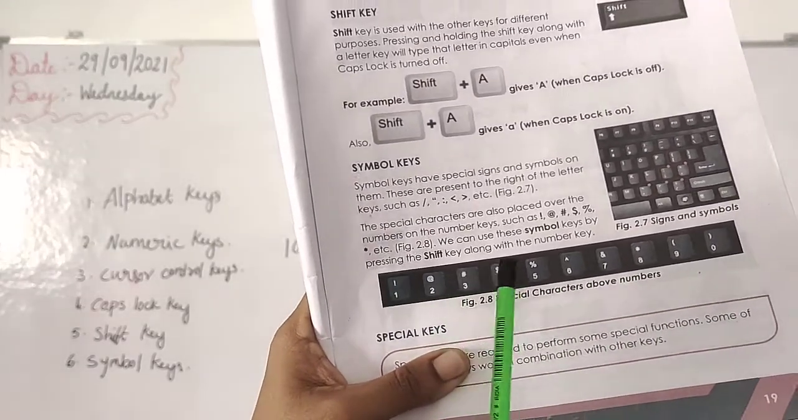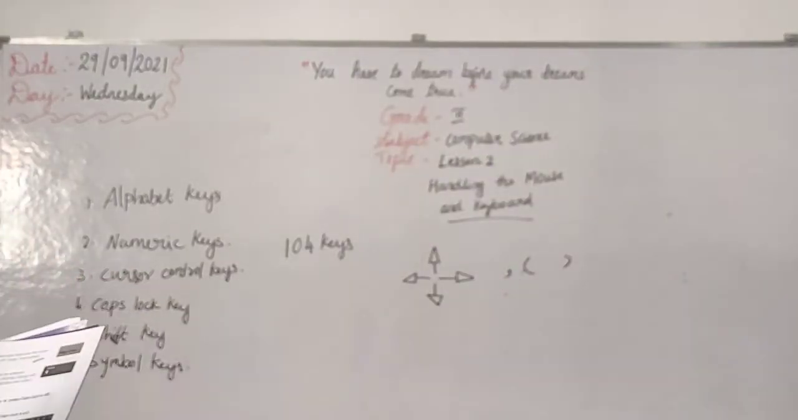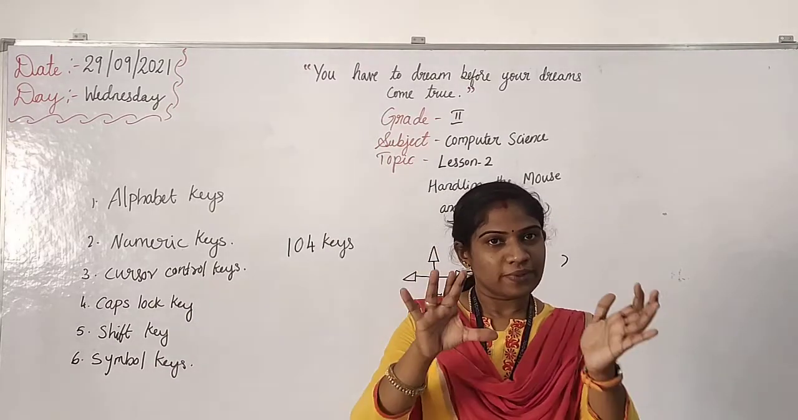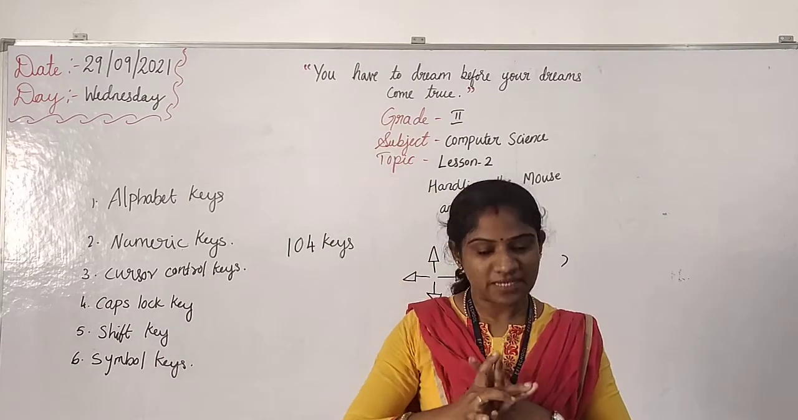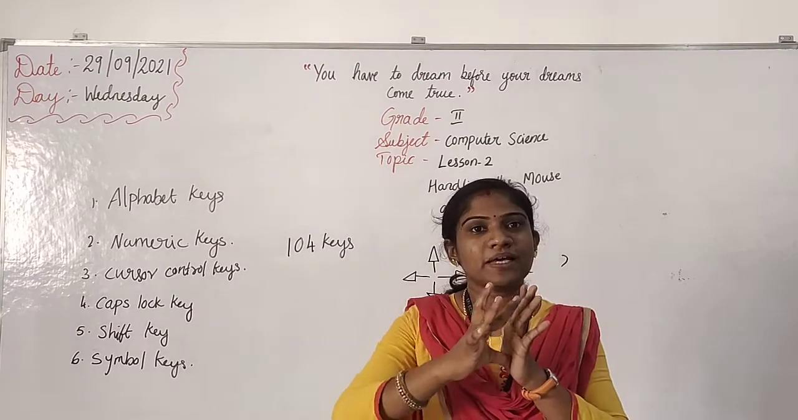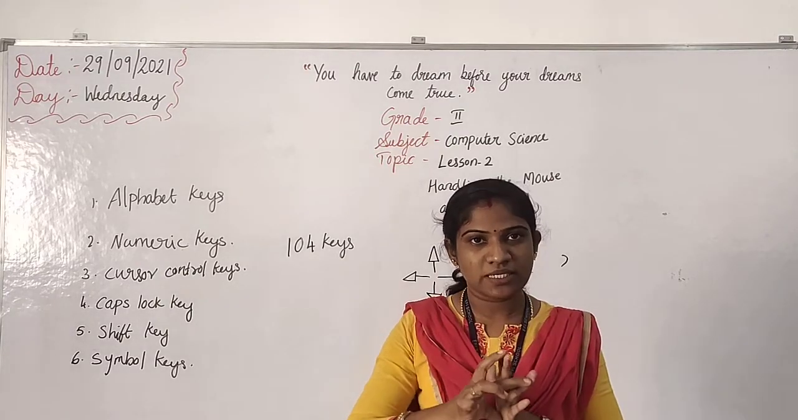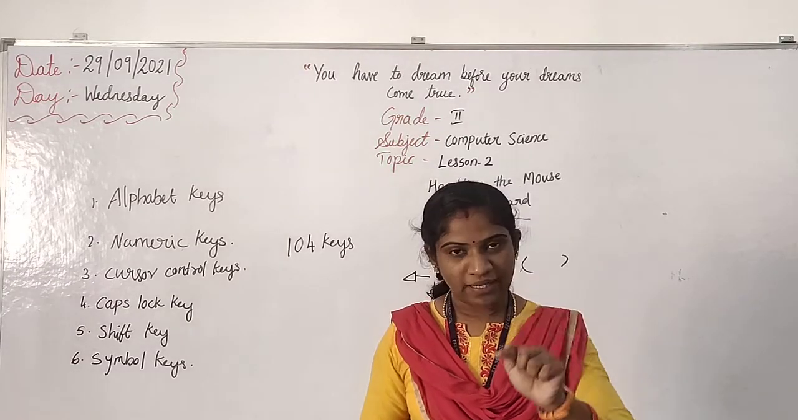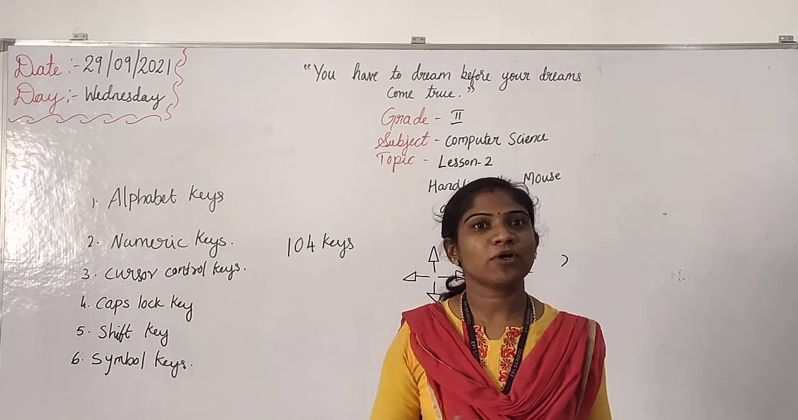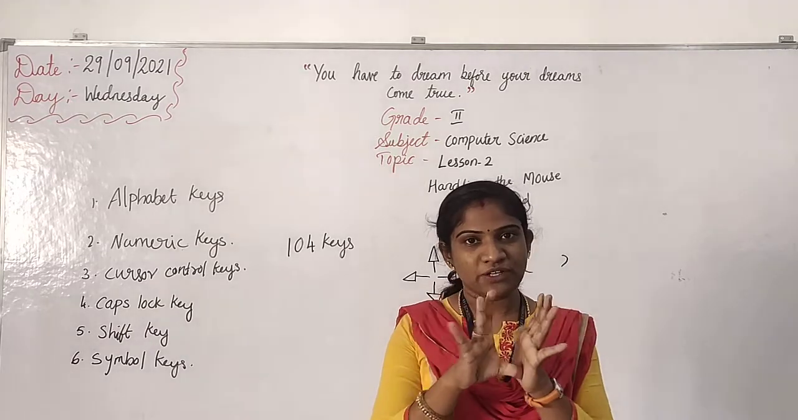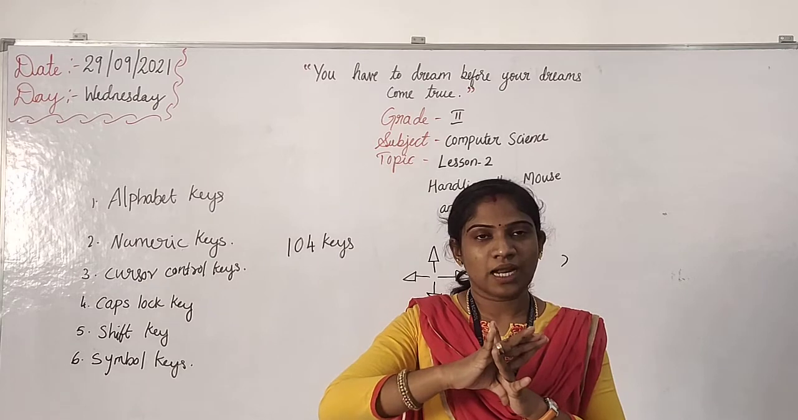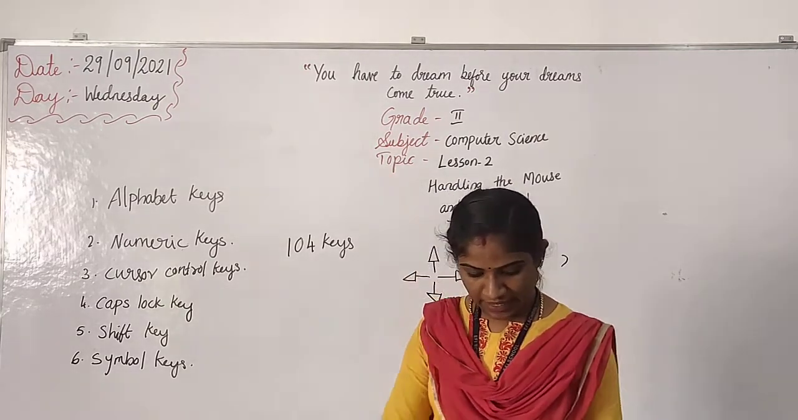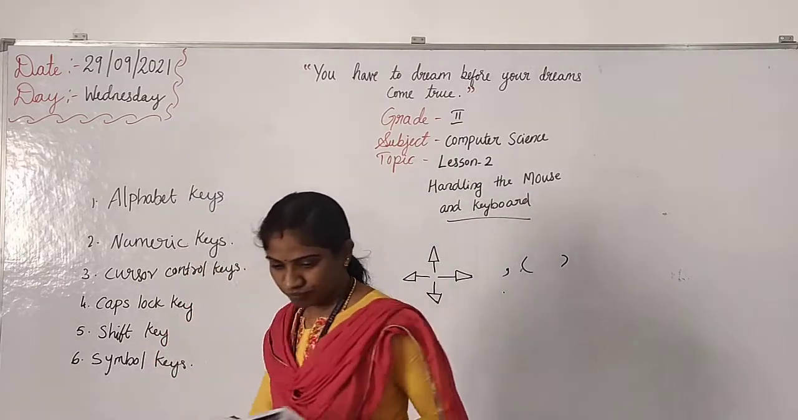We can use these symbol keys by pressing the shift key along with the number key. Example, shift key plus 5 key will show the percentage sign. If you press only the number key, only the number will be visible. If you press shift key plus number key, then the symbol will be visible. Understand, children? Then next we have special keys.